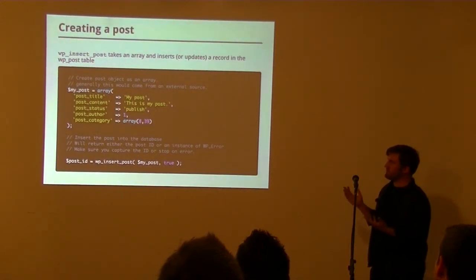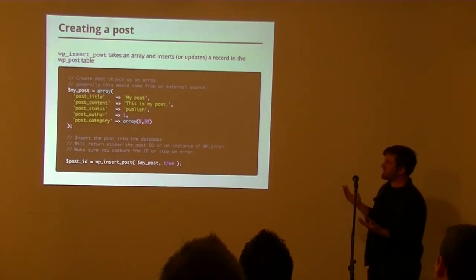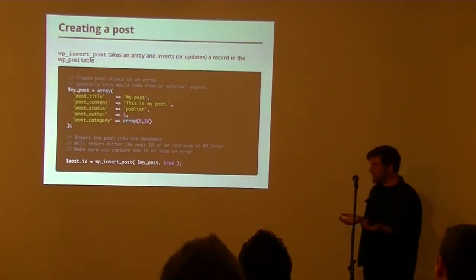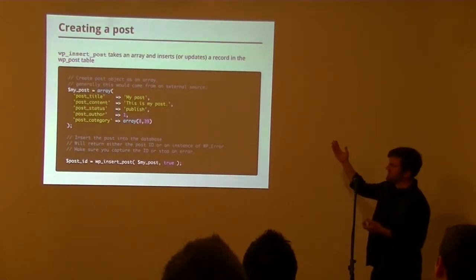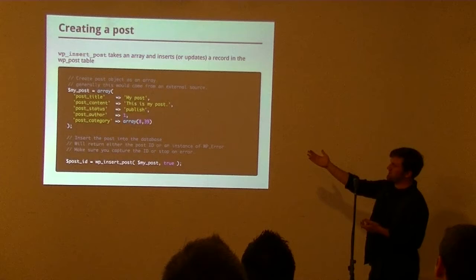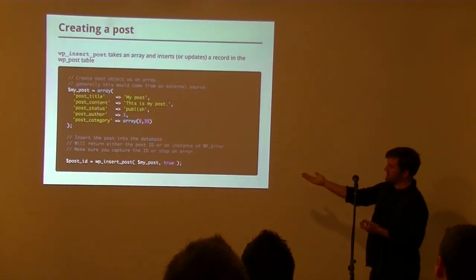There's this function called wp_insert_post, and it takes an array and inserts or updates a record in the posts table. Here's a bit of an example of the code. You create an array where the keys match the columns in the wp_posts table, and then you just call this function.